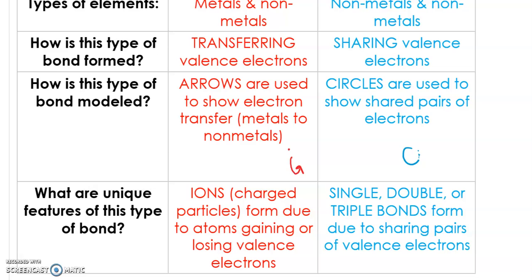So just an extra thing to keep in mind, for ionic bonds, you have to think about what ions are formed, what the charge of each atom is as a result of the bond. For covalent bonds, you have to think how many pairs of shared electrons there are between two atoms within your bond. And so these are some of the key differences between ionic and covalent bonds.